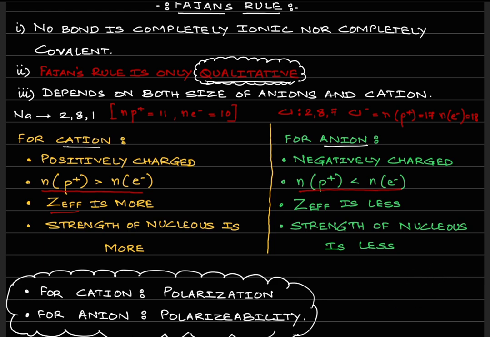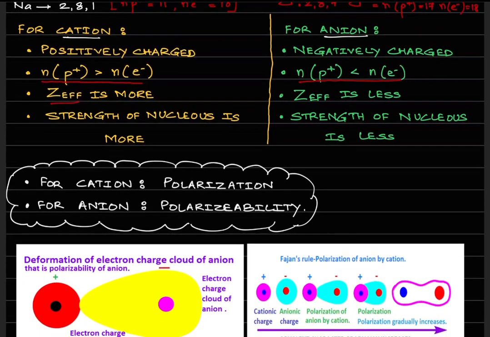So when we talk about Fajans rule, we need to understand about two different ions. The first one is the cation, and the second one is the anion. A cation is something that is going to distort the anion. A cation has a stronger nucleus. So because it has a stronger nucleus, it has more strength, and because it has more strength, it is going to disturb the electron cloud of an anion. And therefore, for cation, we'll always discuss something called polarization.